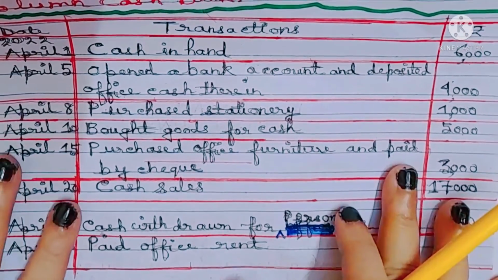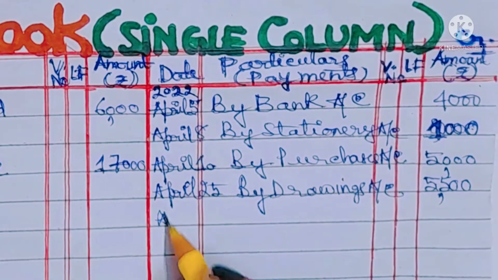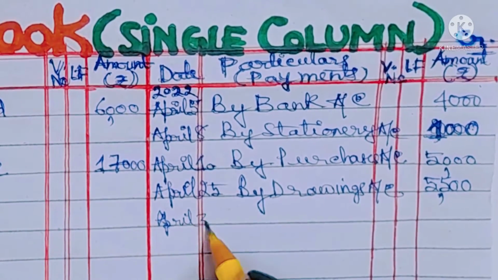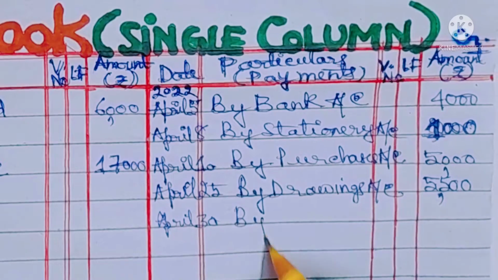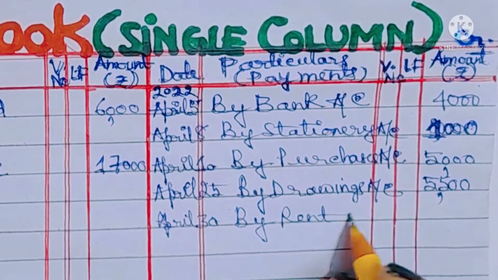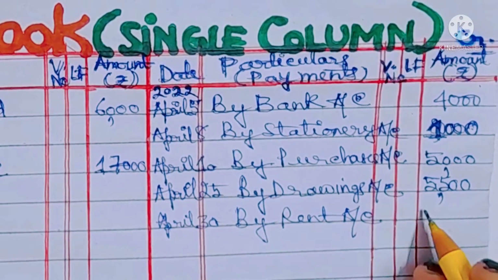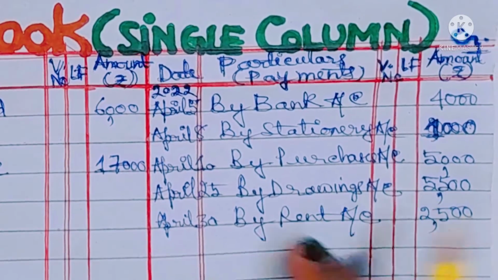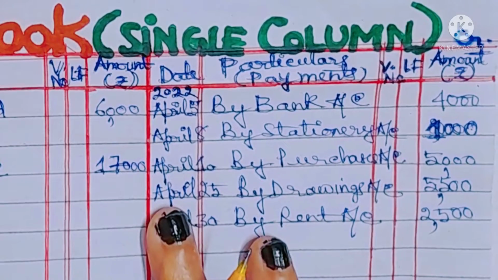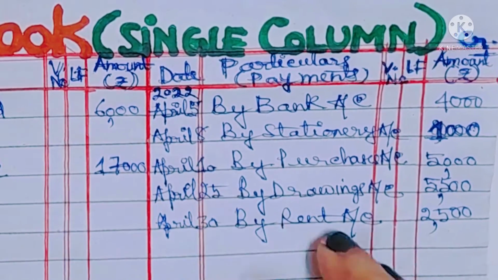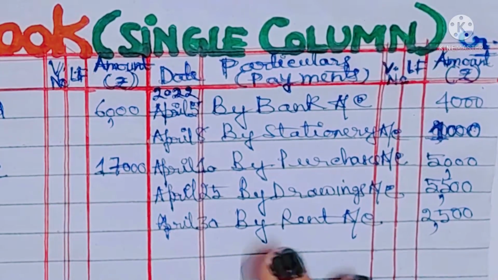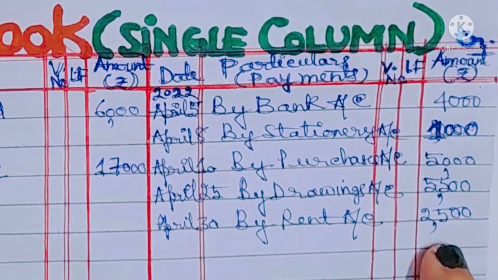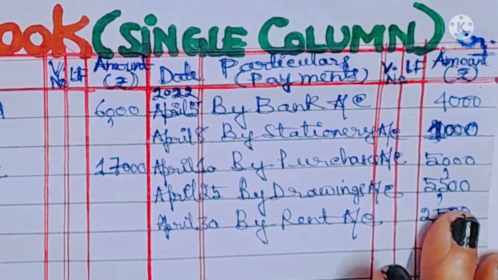Okay, so let's write 30th April, by rent account. How much? 2,500. Moreover, cash book is a real account, and according to real account, what goes out is credit. So here, when rent is paid, cash goes out from the business. So 2,500 will be credited.